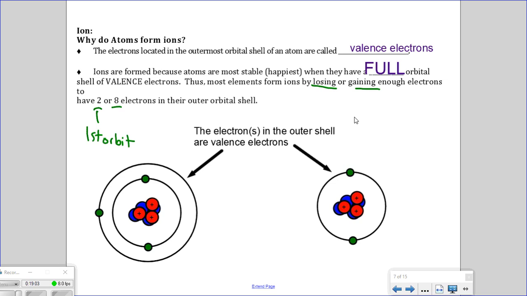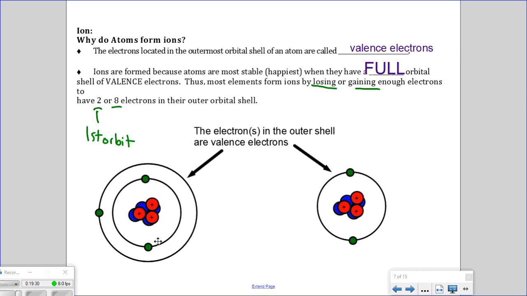If it's full, they're happy. They don't want to gain or lose anything. But if it's not full, they will look to either lose or gain, depending on what is easiest. And so most elements will form ions by losing or gaining enough electrons to have 2, in the first orbit, or 8 electrons in their outer orbital shell.